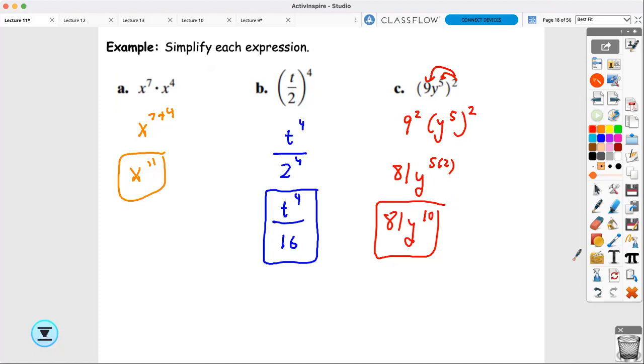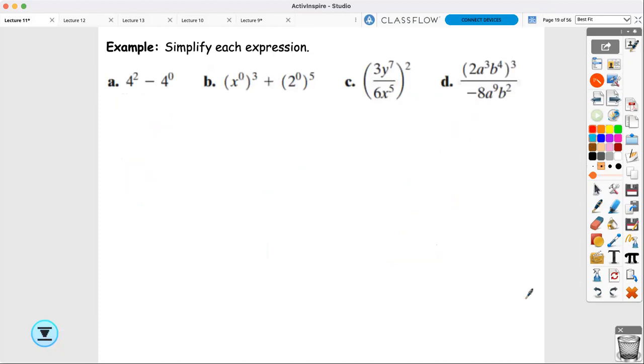All right, any question on any of the steps we did here? All right, let's move on. Another example, guys. Simplify each expression. 4 squared minus 4 to the 0. Give you about a minute to set these up before we jump into it.